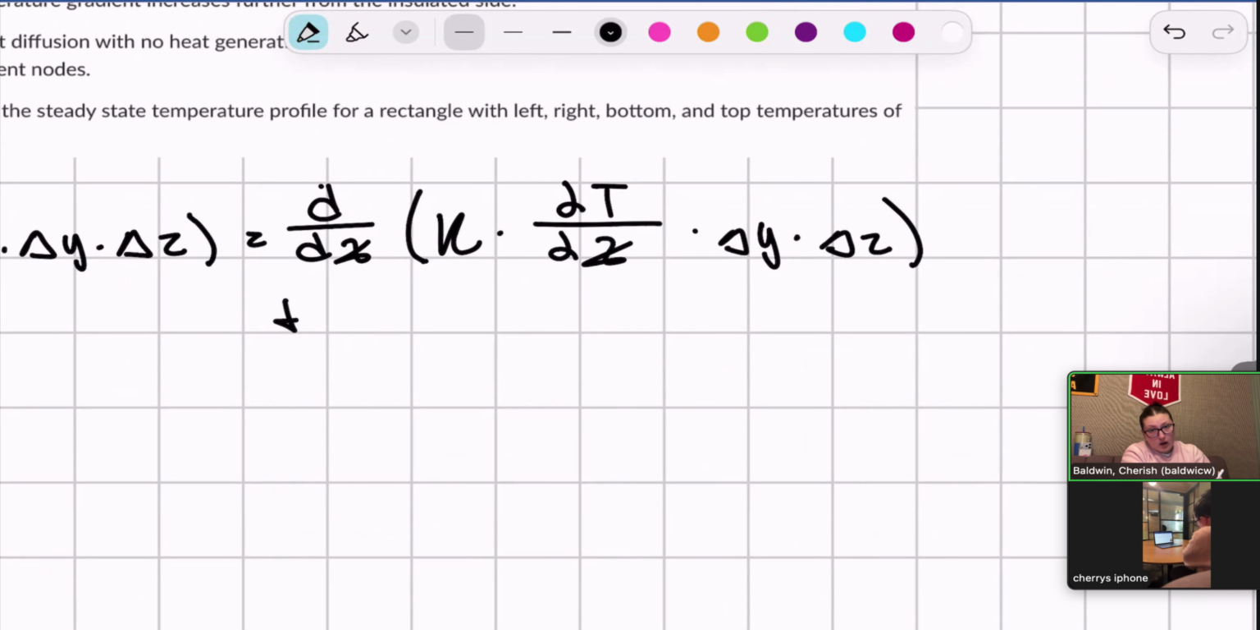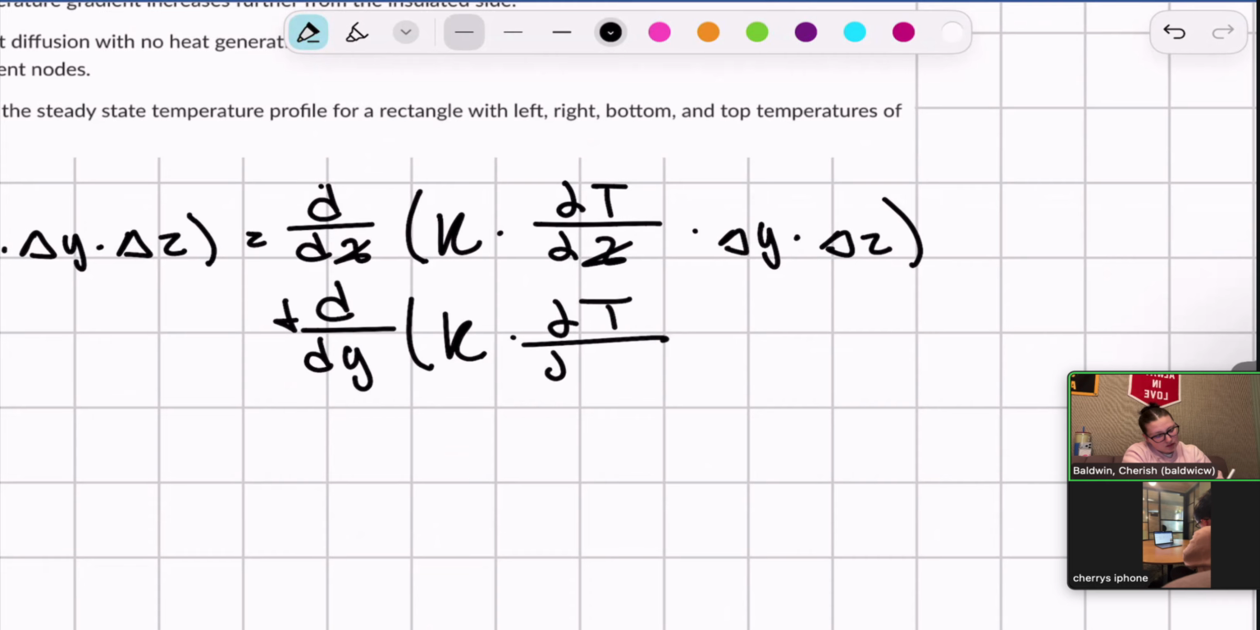Then we have to do the y. The y plane. Temperature gradient, temperature with respect to y, times the area, and the area of this is dx dz.